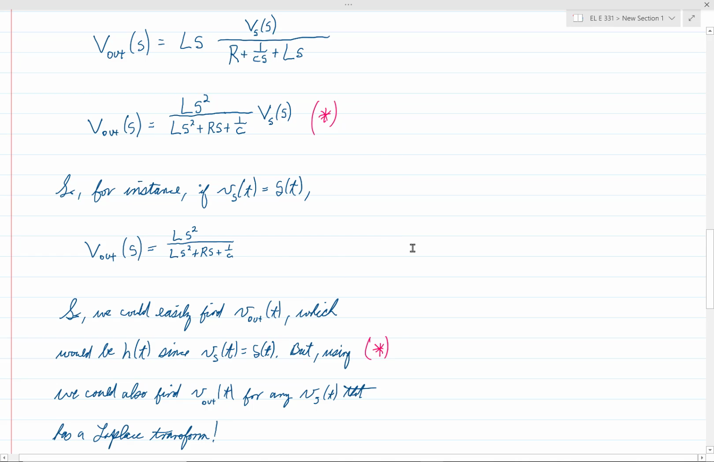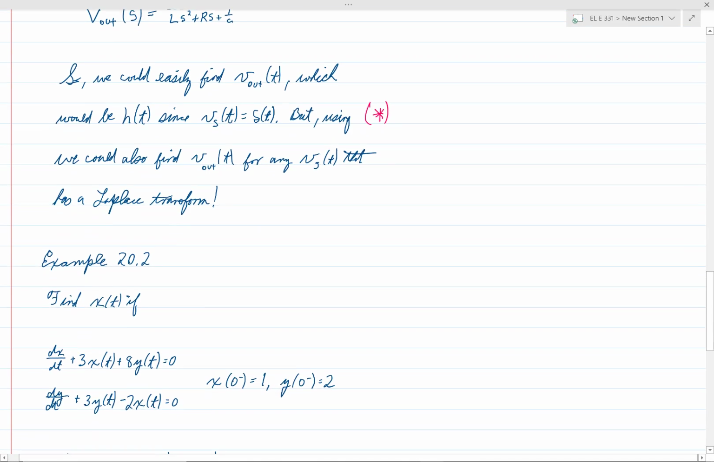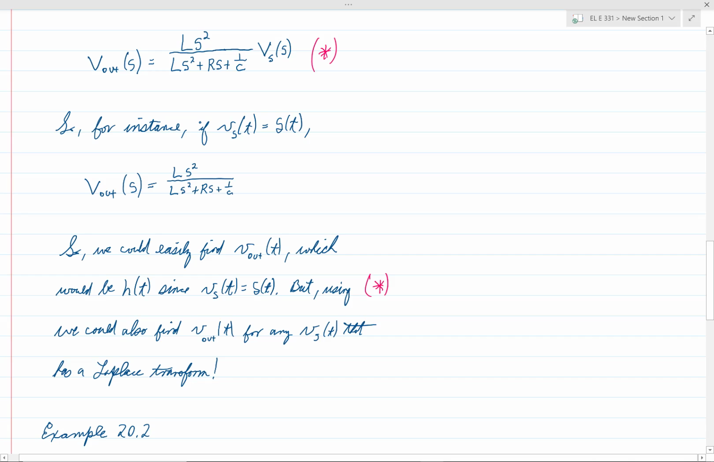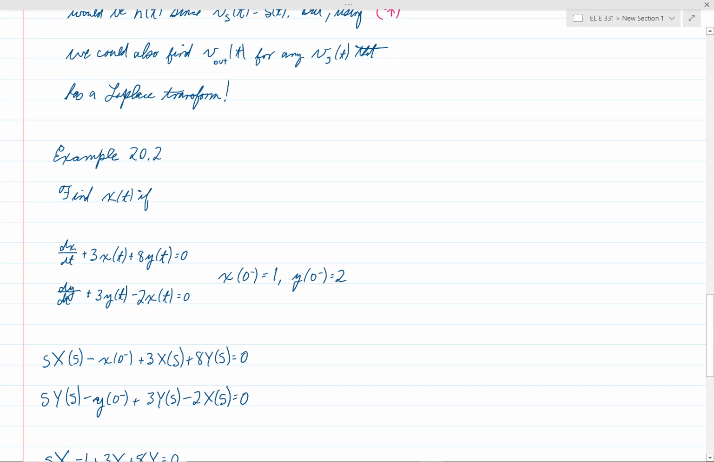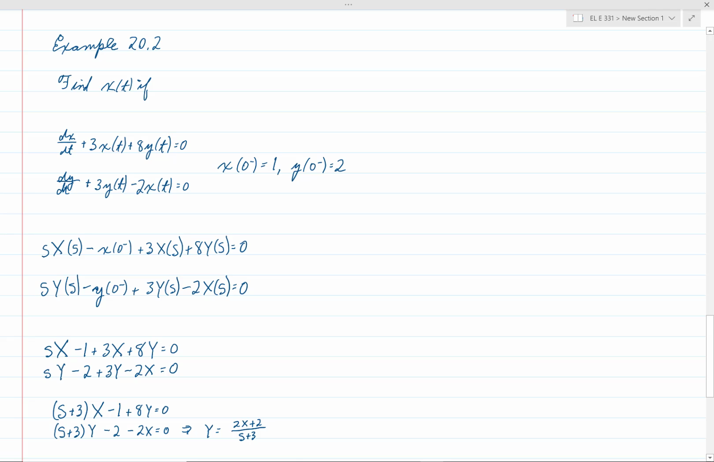But as we've said, we can also find the output for any input, as long as it has a Laplace transform. So we'll see some examples of this in problems 1 through 4 on the test. And then we'll do one more example here in this lecture, and this example will help you understand how to do problem 5 on the test. And this is really pretty easy, but it's interesting to learn about.